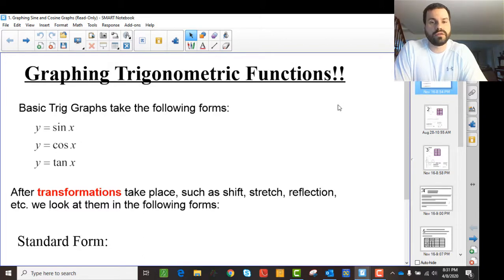What does sine x look like? What does cosine x look like? And what does tangent x look like? And then we're going to apply some transformations. What happens if I have a vertical shift or a horizontal shift, vertical or horizontal stretch, a reflection, all that.